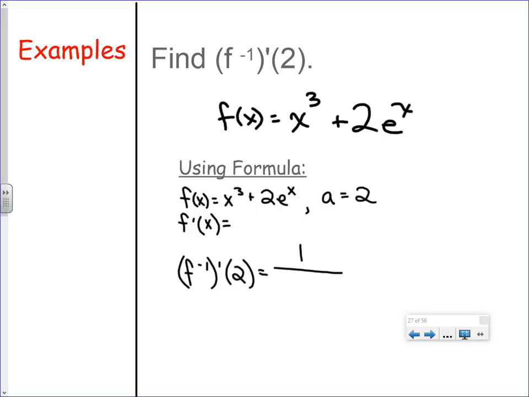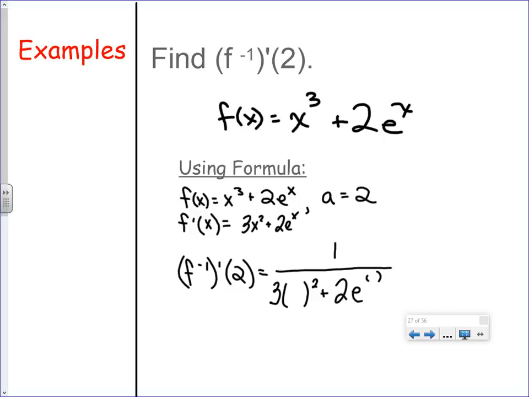So f prime, what did you guys get? 3x squared plus 2e to the x. Good. So in my formula, it's going to be 3 somebody squared plus 2e to the somebody. Now, who is that somebody? Not 2. For sake of everyone understanding, just tell me not 2. It does not get plugged into our formula. F inverse prime of a is equal to 1 over f prime of b.